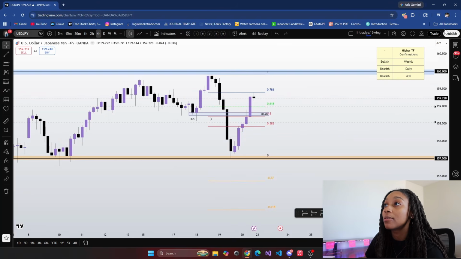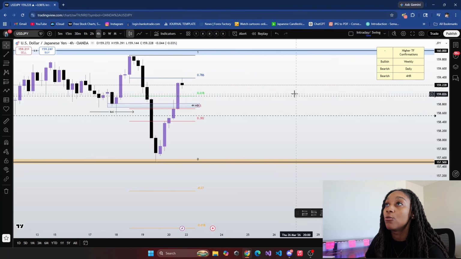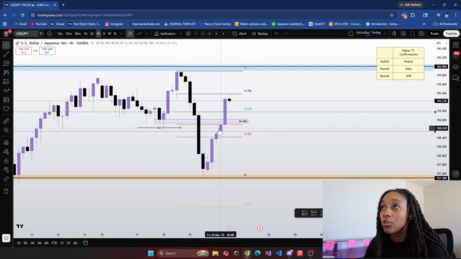I'm going to pay attention. I'm not going to jump to conclusions. I'm just going to watch to see what we do in this area. So I already have a Fibonacci drawn on the 4 hour time frame from this swing high to the swing low. And as you can see right here, we broke structure, right? We're coming back to grab liquidity.